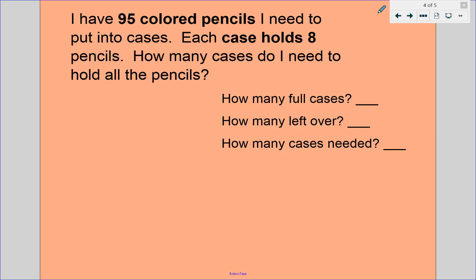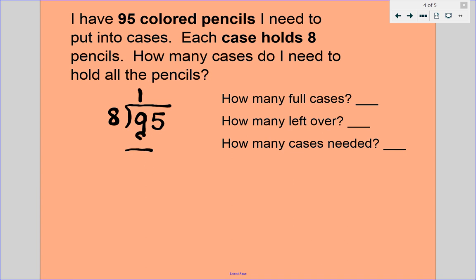Here's another situation. I have 95 colored pencils I need to put into cases. Each case holds 8 pencils. How many cases do I need to hold all the pencils? Well, if we look at that, we have 95 colored pencils, and I'm putting them into groups of 8. Okay, so we start, how many 8s can we get out of 9? We can get 1 that goes right above the 9, that's the divide part.